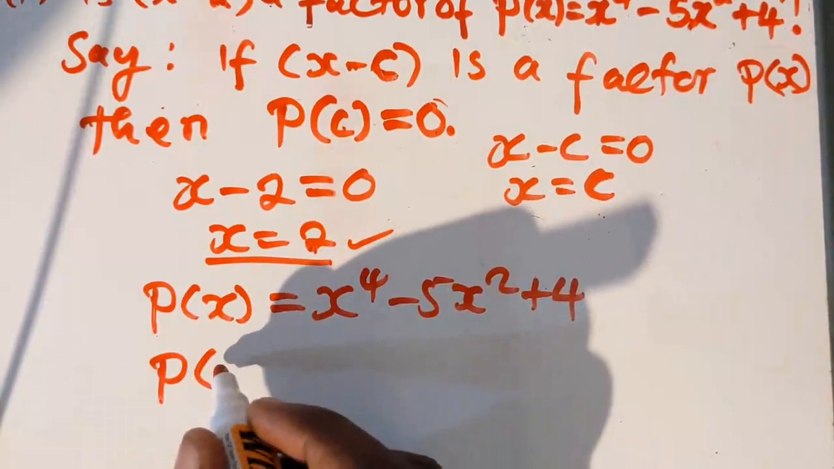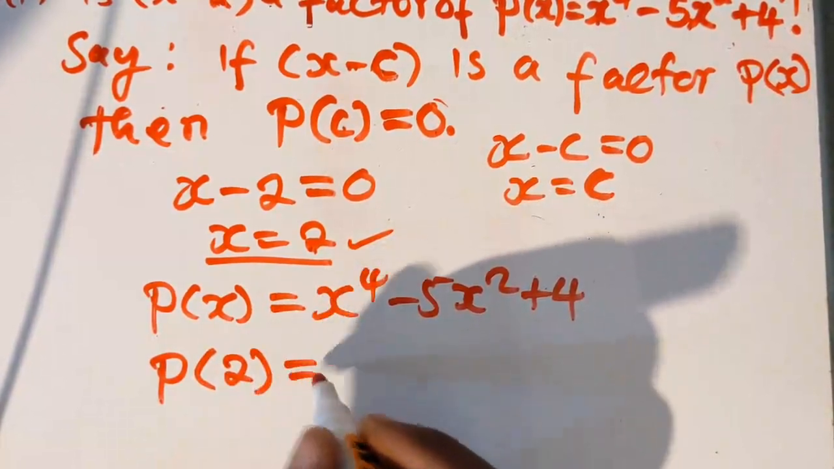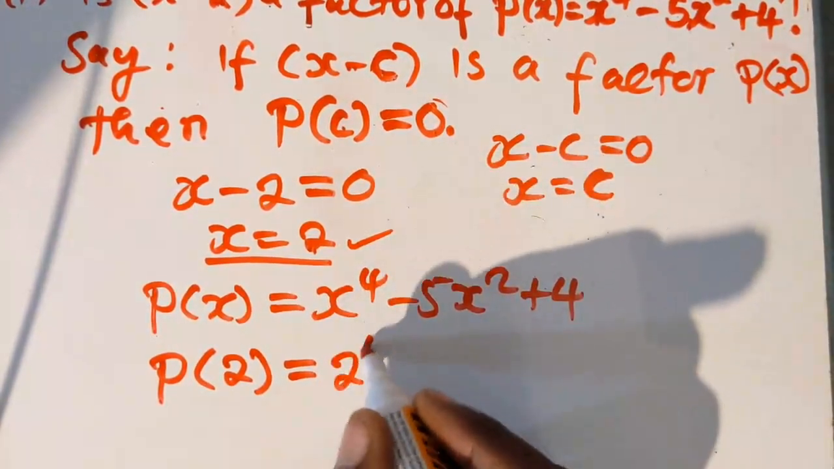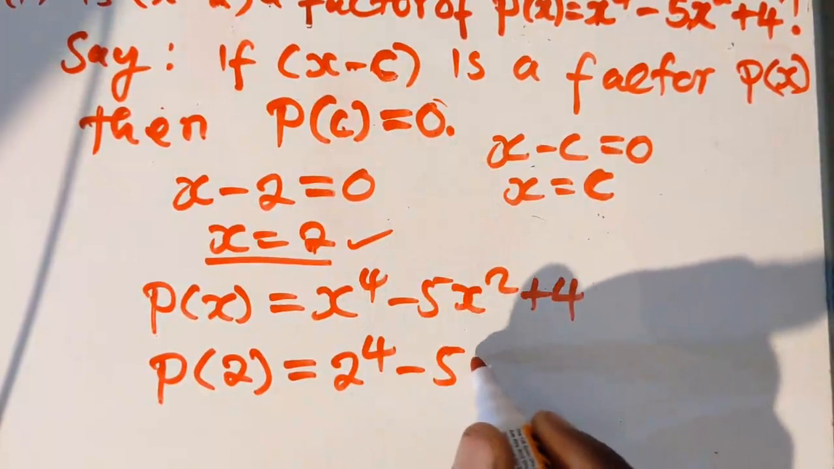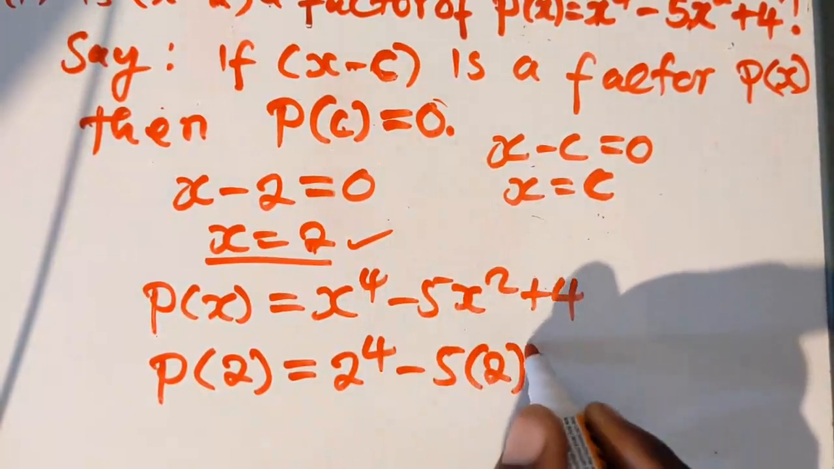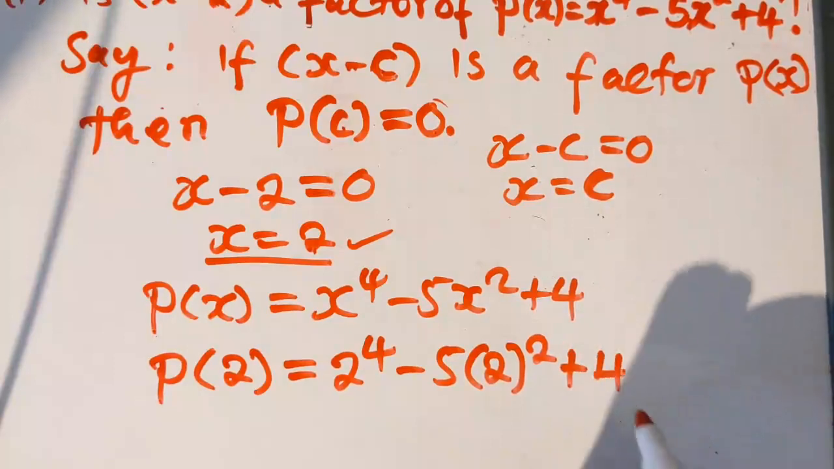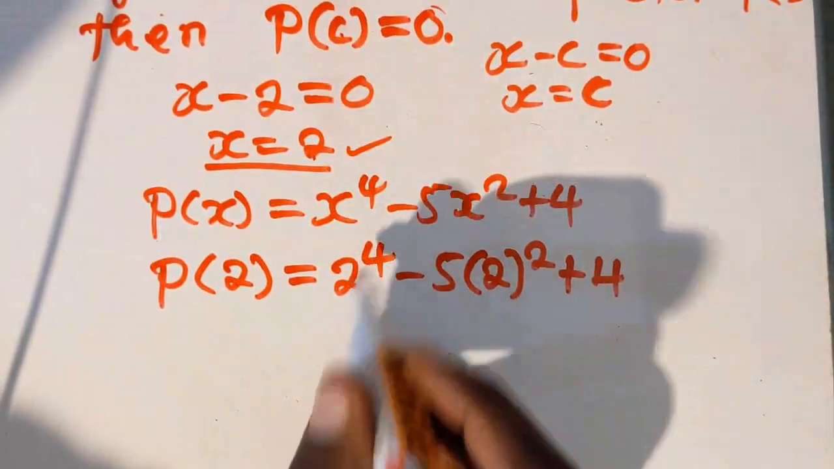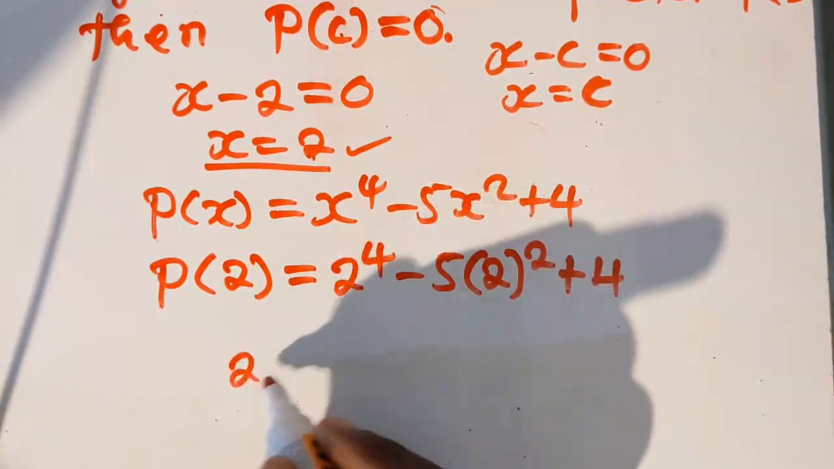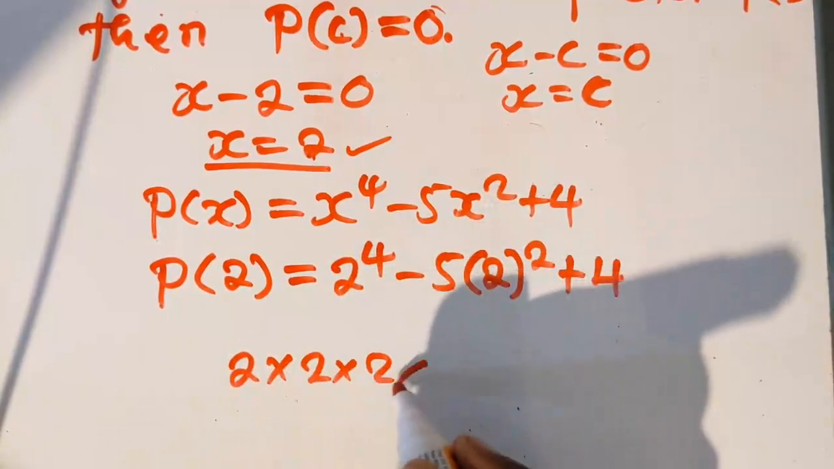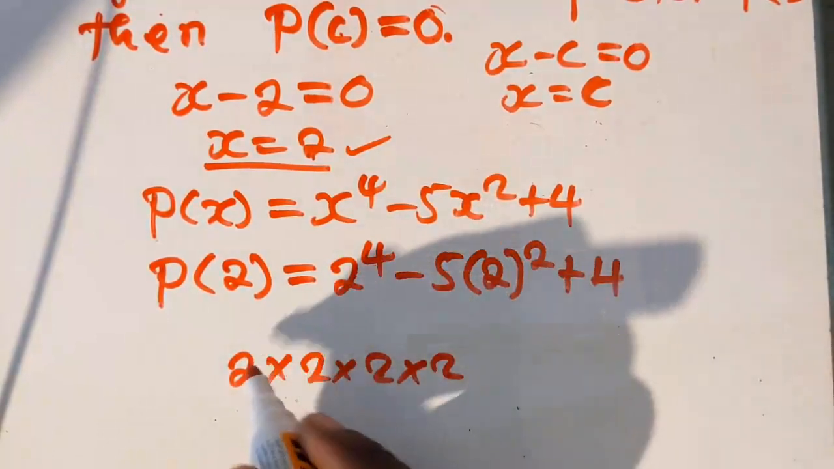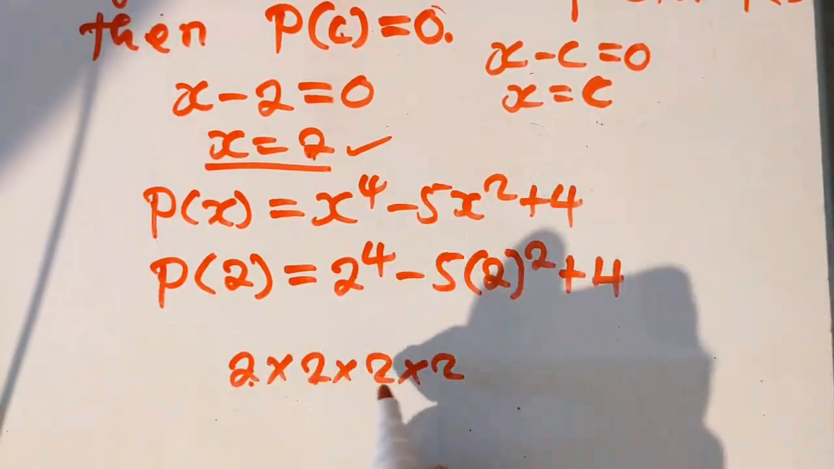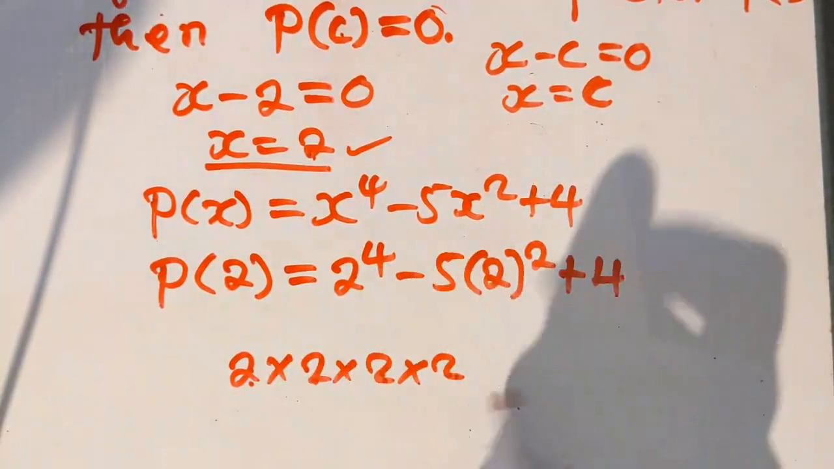So if p of 2, when you substitute 2 in this, we'll say 2 to the power 4 minus 5 times 2 to the power 2 plus 4. Then you solve this. What is 2 to the power 4? It just means 2 times 2 times 2 times 2. When you do 2 times 2, that's 4. Then 2 times 2, that's 4. 4 times 4, that is 16.